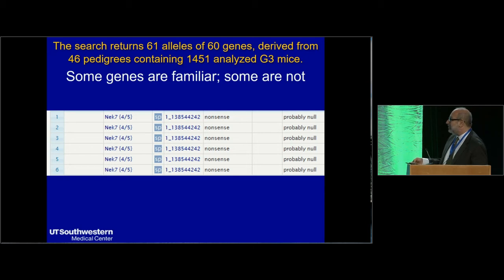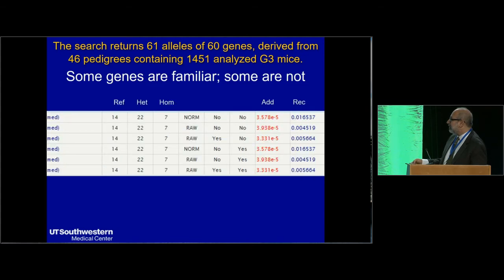One that was new to me was a mutation in NEC7. It was said to be a nonsense codon, judged probably null in its effect on the protein. And if we scroll to the right, we see the number of reference, heterozygote and homozygote mice in the pedigree. And the computer has performed an analysis using an additive or a recessive, or still farther right, a dominant model of inheritance. Where the numbers are red, you're seeing p-values here. The numbers exceed the threshold that was input in this search.